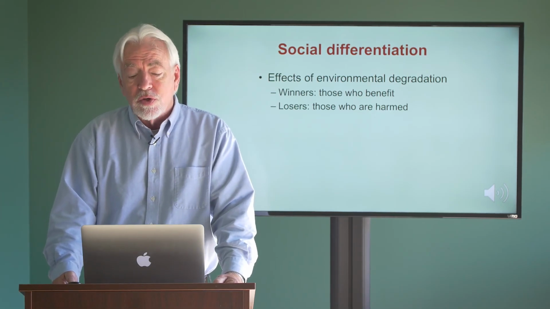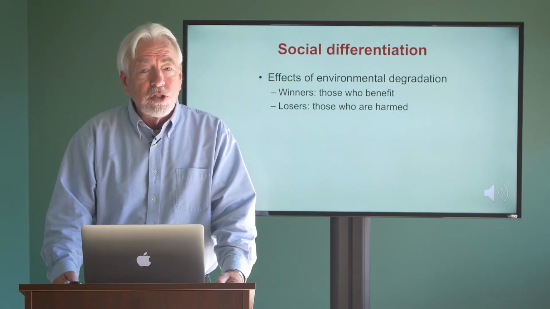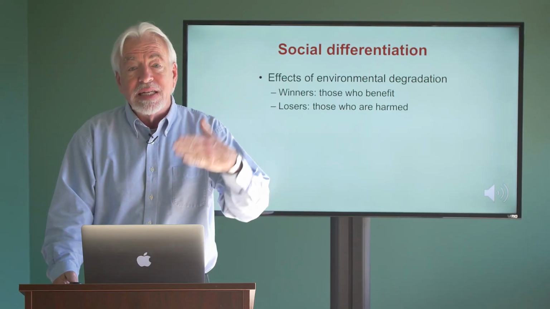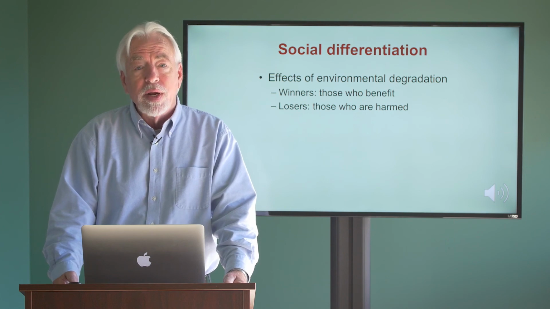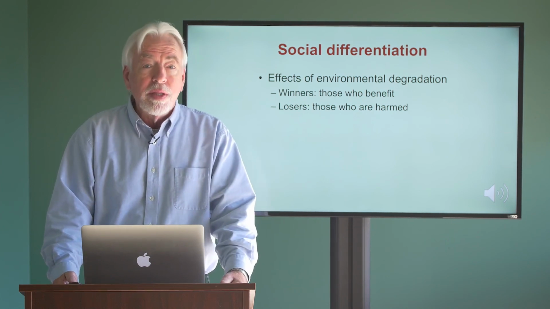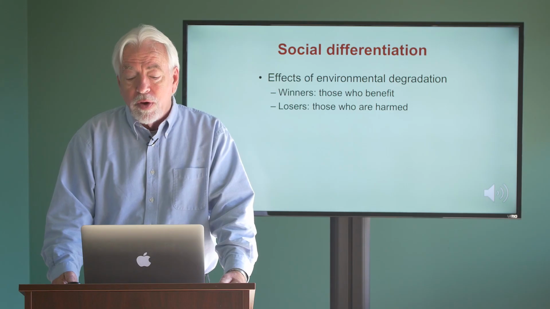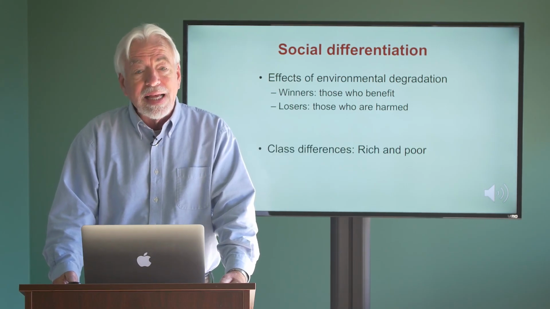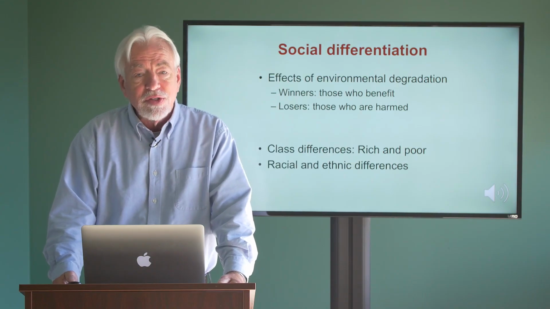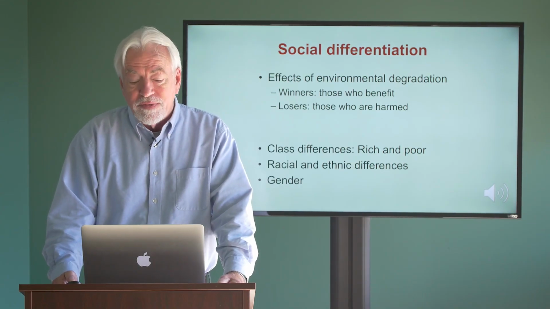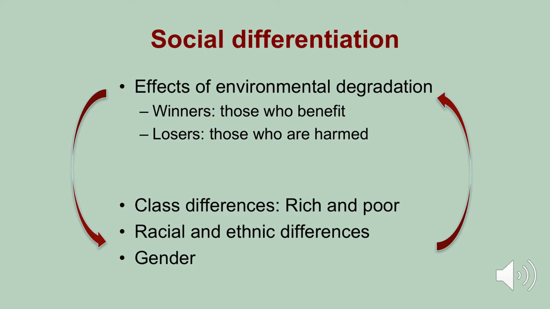And in answering those questions, social differentiation in human societies and differences between those who benefit and those who are harmed by degrading the environment become really important for understanding what's going on. Those differences include class differences between rich and poor, they include racial and ethnic differences, and they include gender differences. And these social differences among people in turn impact on how people are affecting the environment.